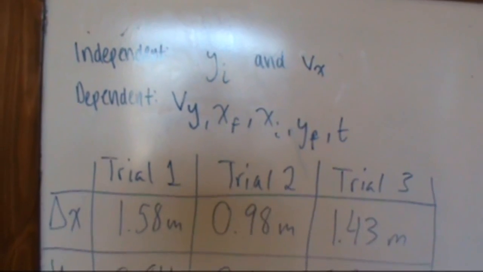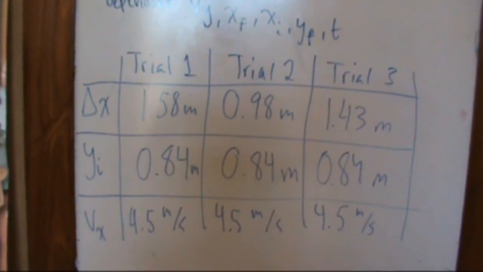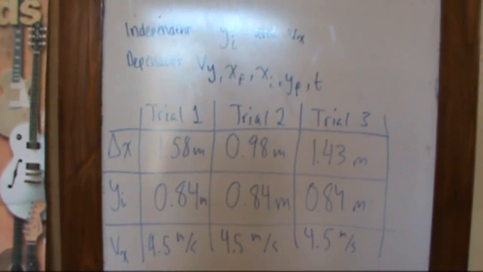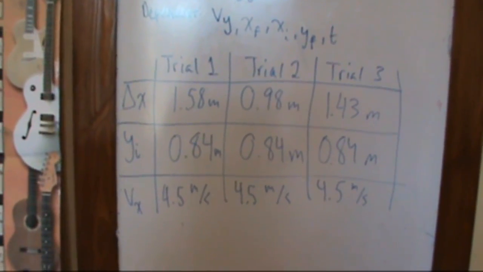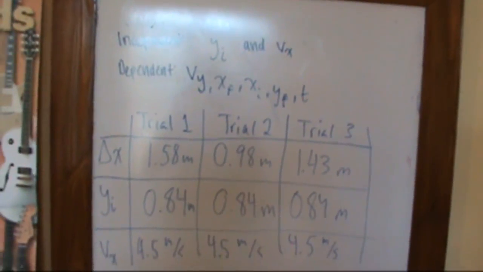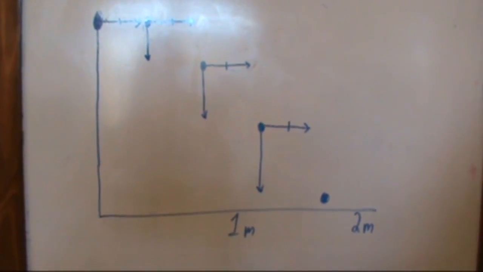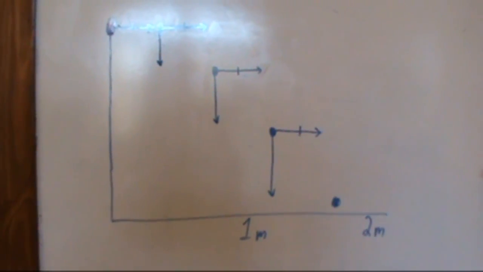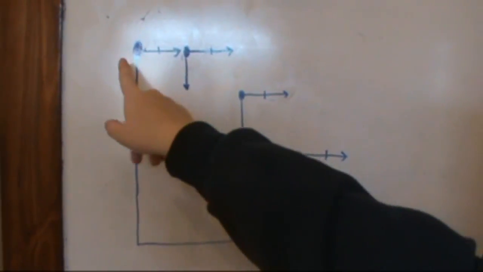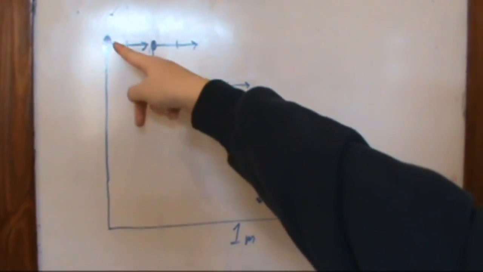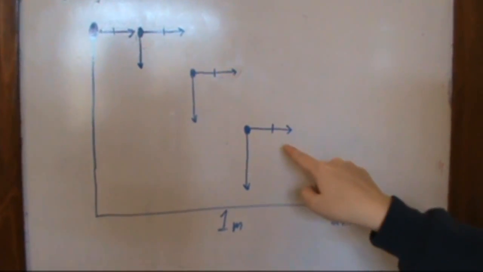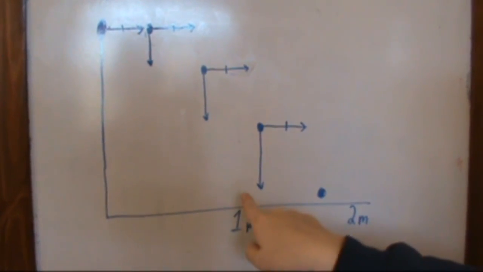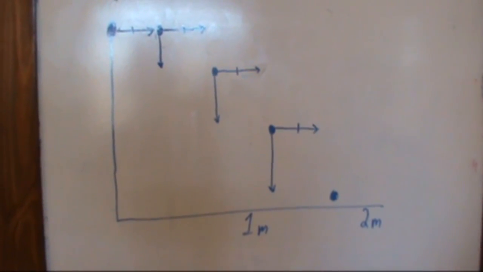This is our data, our independent and dependent variables, and then our trial 1 and trial 2 and trial 3 data. This is our graph. It's a motion map, and instead of each vector being a second, each vector is a tenth of a second. So the baby starts right there, and that's its horizontal velocity, which doesn't change, and its velocity in y is accelerating or increasing.